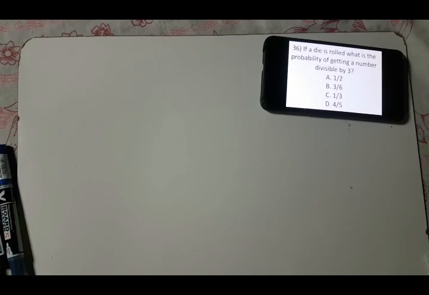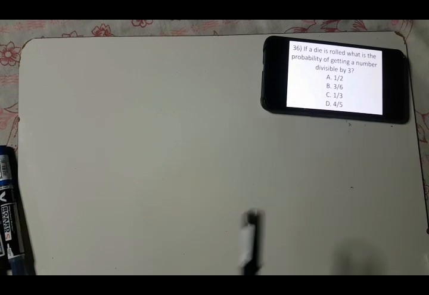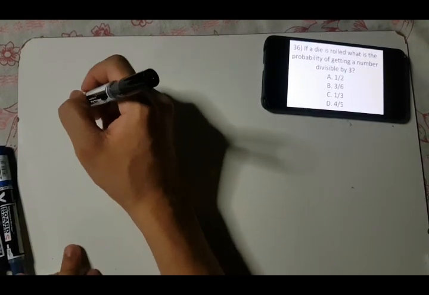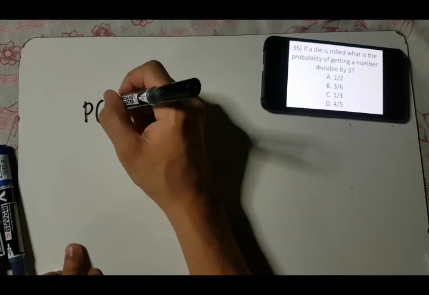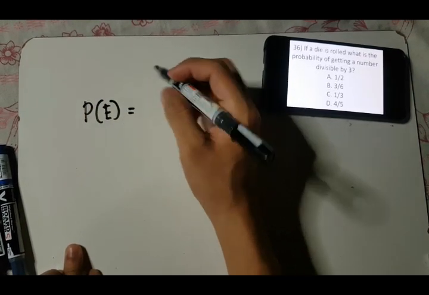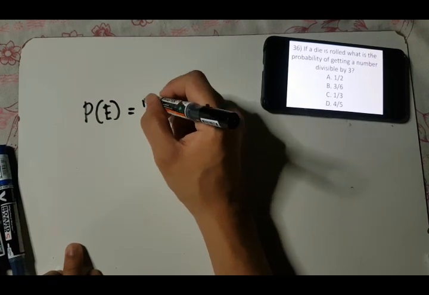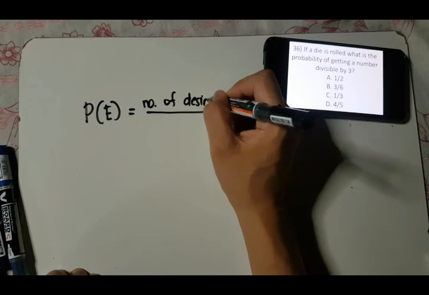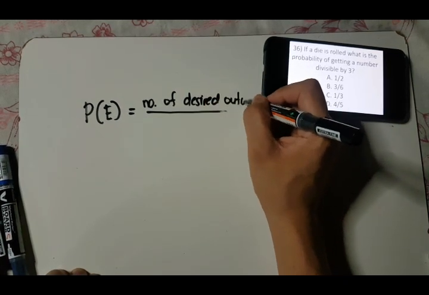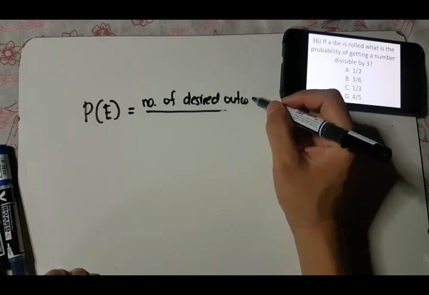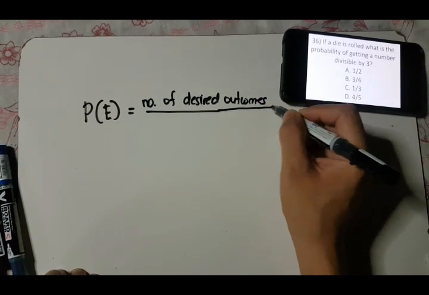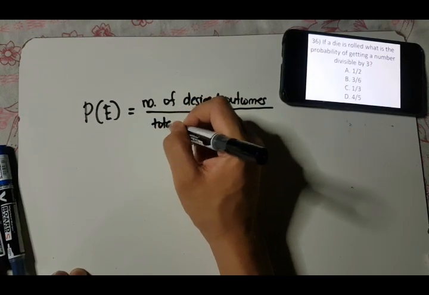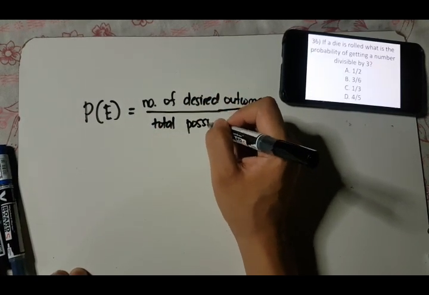Next problem. If a die is rolled, what is the probability of getting a number divisible by 3? So this is probability type of question. So probability of E, where E is the event, is equal to number of desired outcomes over total possible outcomes.